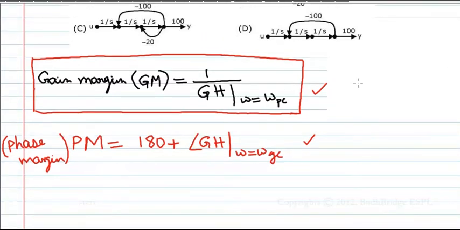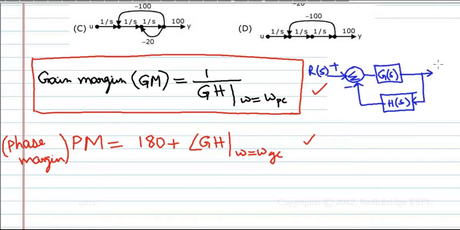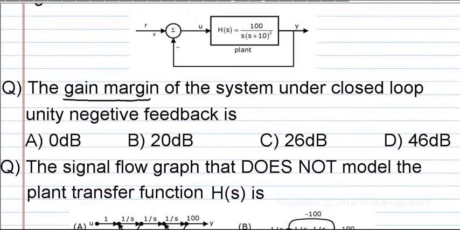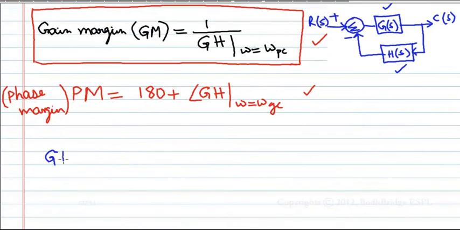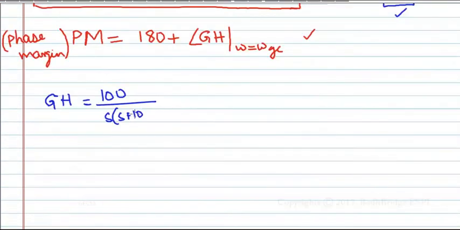In this, first of all, what is GH? Anytime we have a control system, G of s into H of s, or GH, is this one. So G into H is the open loop transfer function. Here in place of G, what has he given? H of s. So GH is what? 100 by s into (s plus 10) whole square. In our case GH is 100 by s into (s plus 10) whole square.